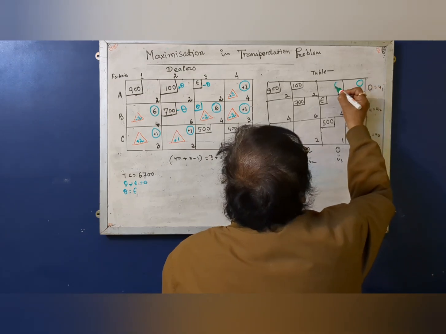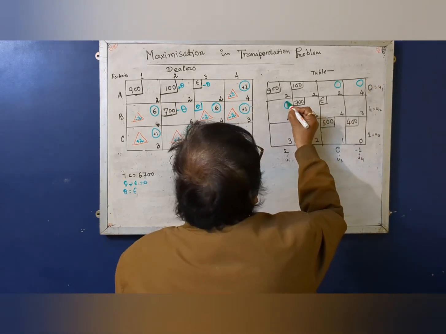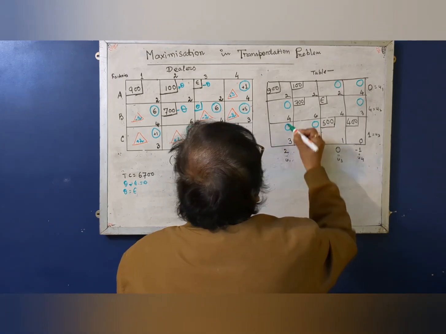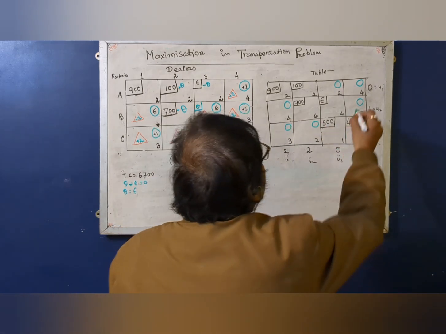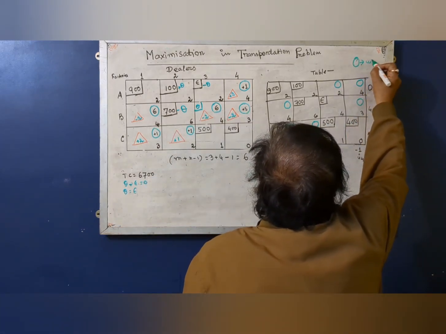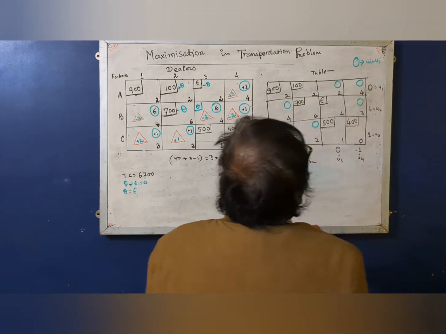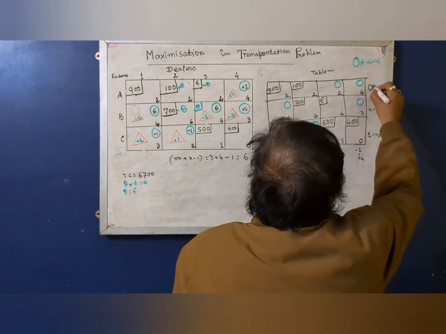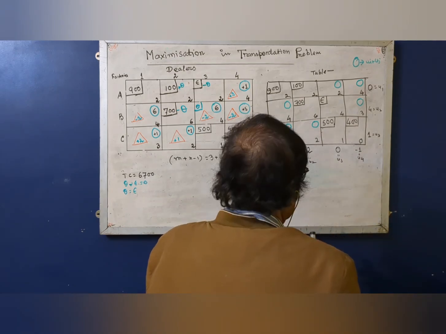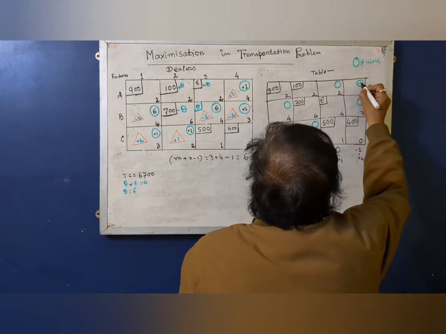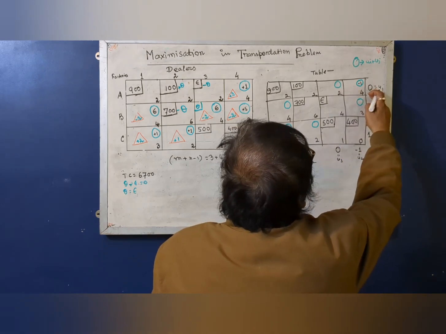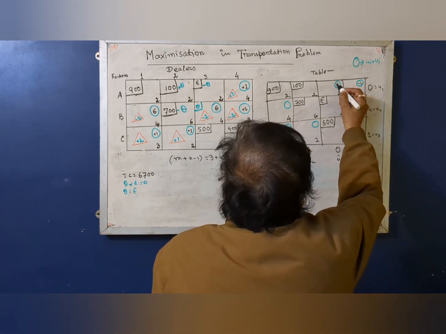I am putting circles on all the non-basic cells. And these are the non-basic cells. And how will you fill this up? This is actually Ui plus Vj. So for this Ui plus Vj, this is 0 minus 1. 0 minus 1 is minus 1. You write inside this minus 1. In this case, 0 plus 0 is 0.